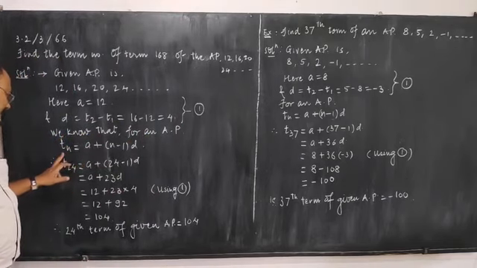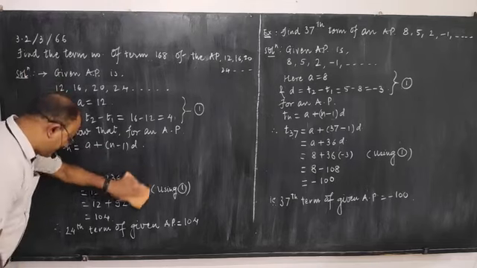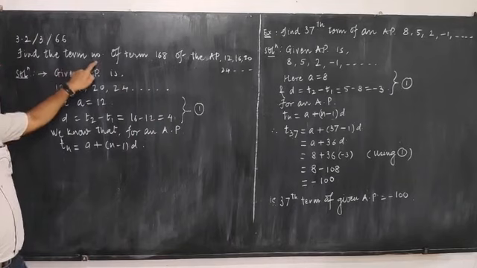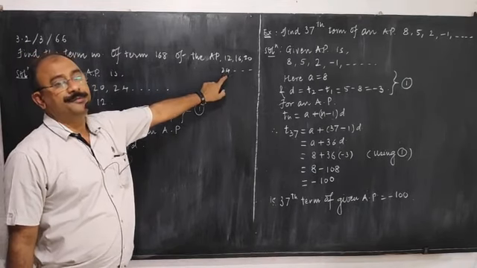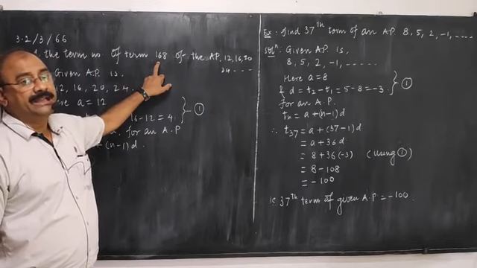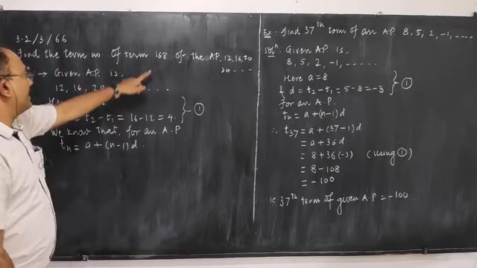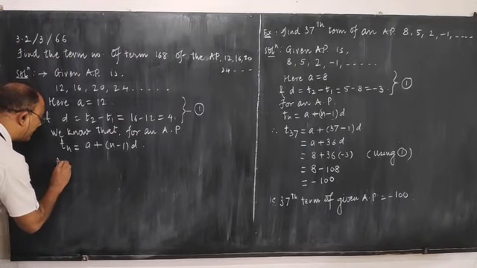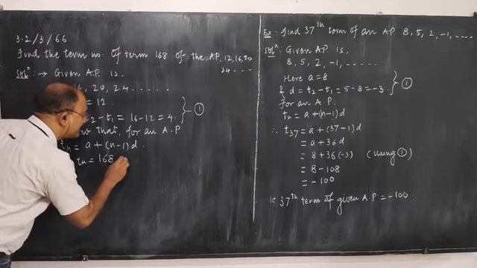Now we know that for an AP, Tn is equal to a plus n minus 1 into d. From here we have to change the numbers; the rest of the thing is the same. Now find the term number of the term 168. This is a term of this AP. So 168 is the term, and we don't know the value of n. The term number we don't know. The writing pattern slightly changes: Tn is equal to 168. This is given.